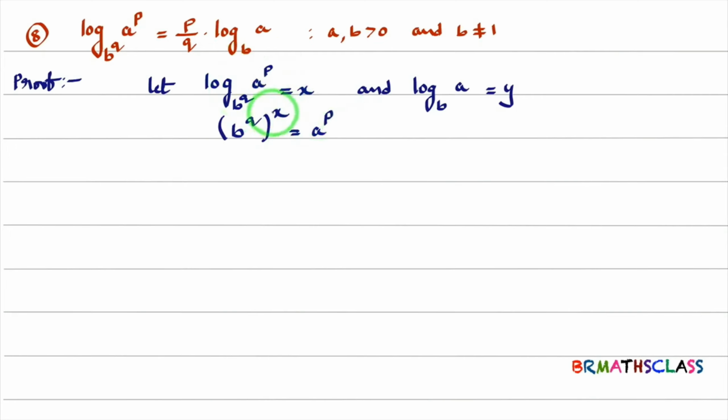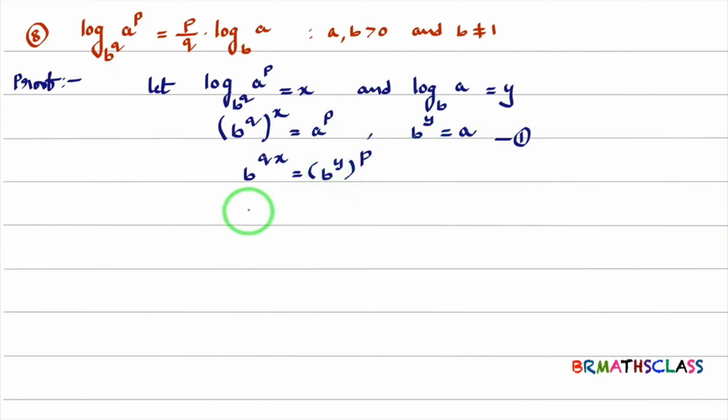This we learn from the definition of logarithm. If we see an expression like this, it can be written in exponent form: b power q whole power x equal to a power p. And this can be written as b power y equal to a. Okay, this is of which form? a power m whole power n. So here this is b power qx equal to a power p. You observe this. In this, what is a? a is b power y. So in place of a, I can write b power y whole power p.